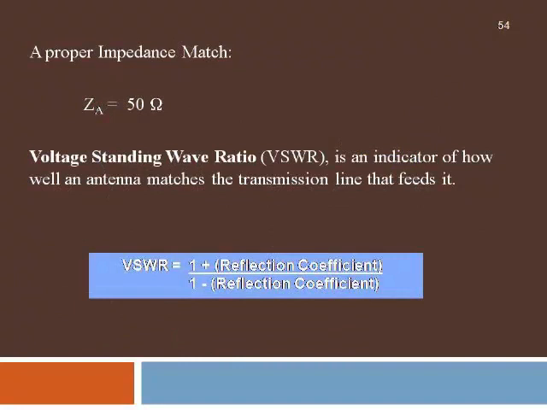Normally, the antenna is connected to the duplexer via a 50 ohm line. Hence, for proper match, the antenna impedance must be 50 ohms, whether transmitting or receiving. How much it is away from this is normally taken through a parameter called voltage standing wave ratio. It is an indicator of how well an antenna matches the transmission line that feeds it, and the equation by which we can calculate this parameter is shown in the slide.